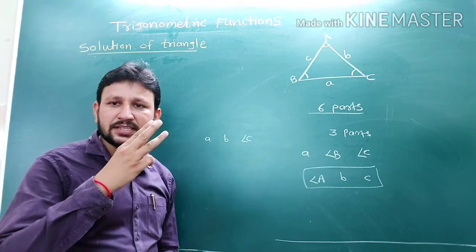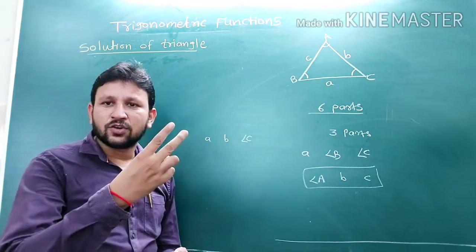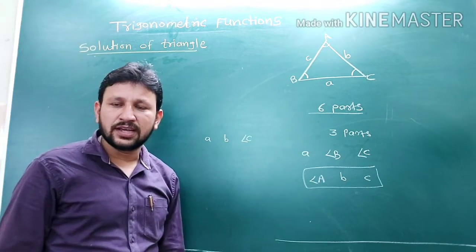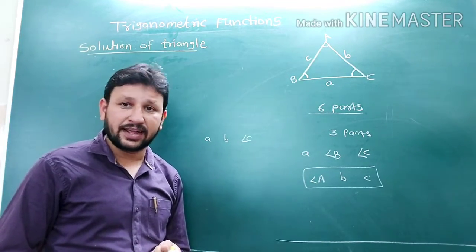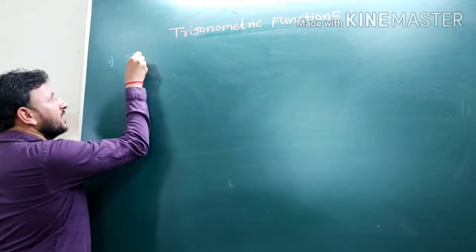The solution of a triangle is obtained using 3 results. The names of the results are: 1st, sine rule; 2nd, cosine rule; and 3rd, projection rule. Let us learn the rules for solving the triangle one by one. The first rule is the sine rule.